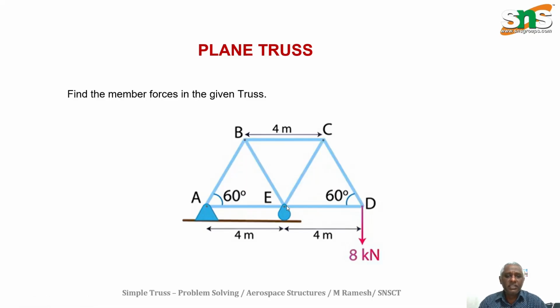So totally we have m equal to 7, as well as 2j minus 3, where j is the number of joints. So 2 into 5 equals 10, minus 3 equals 7. So m is equal to 2j minus 3. The mathematical condition is satisfied, so this comes under a perfect truss. So we can use the method of joints to move on further.